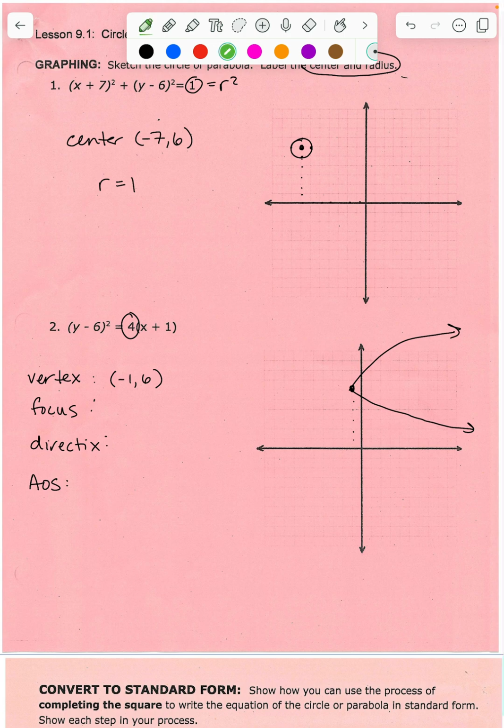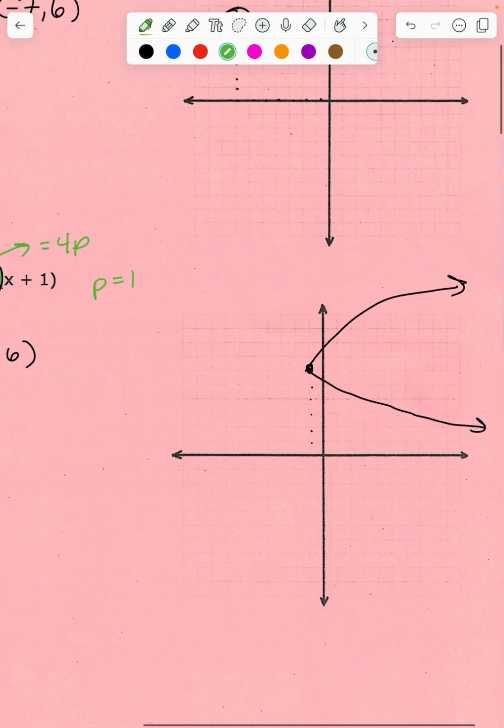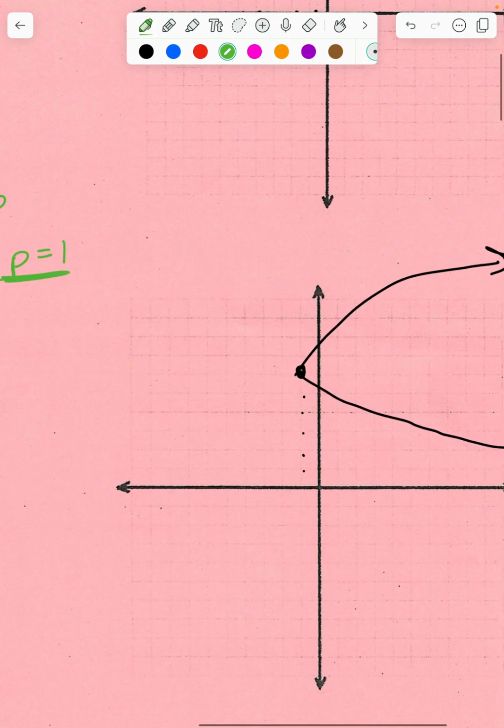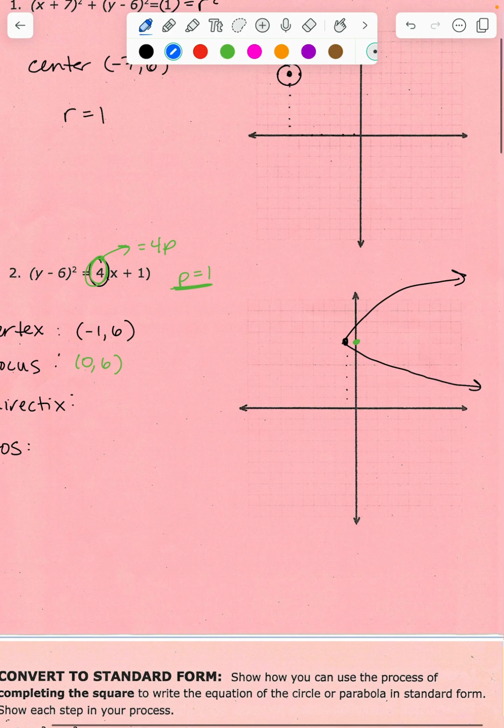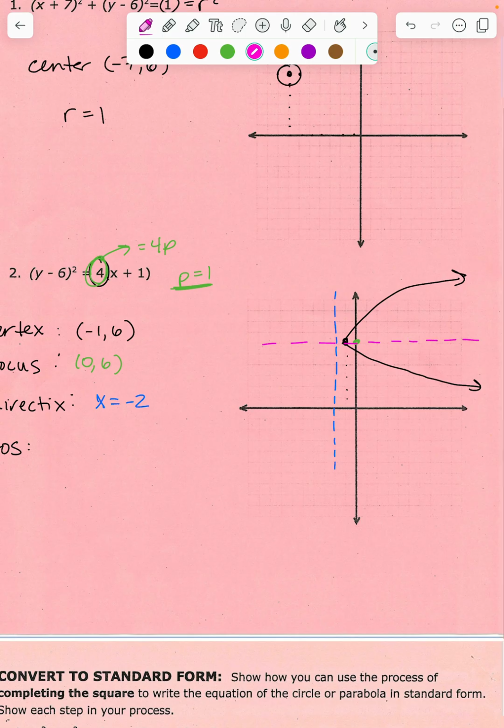How you find the focus: this 4 is equal to 4p, which means that p is equal to 1, and that is a big deal. This is how you find the focus and the directrix. So you're going to go 1 into the parabola, and that is your focus. So your focus is at 0, 6. Your directrix is you go 1 behind your parabola and draw a little boundary line for it, and that is at x equals -2. And then your axis of symmetry, I always keep this for last because it's the easiest. You just cut it in half. That crosses the y-axis at 6.